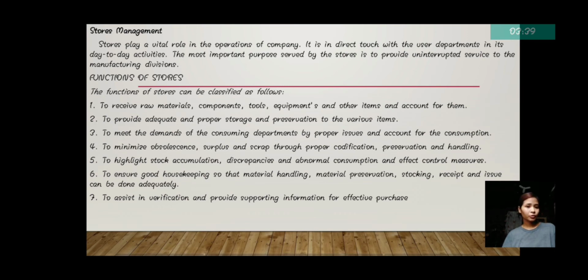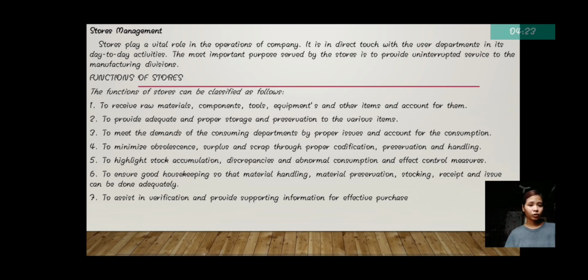So the functions of stores: first is to receive raw materials, components, tools, equipment, and other items on account for the firm. So one of their functions is to receive the materials needed by the organization. Then, to provide adequate and proper storage and preservation to the various items. Then, to meet the demands of the consuming departments by proper issues and account for the consumption. And then, to minimize obsolescence, surplus, and scrap through proper codification, preservation, and handling.